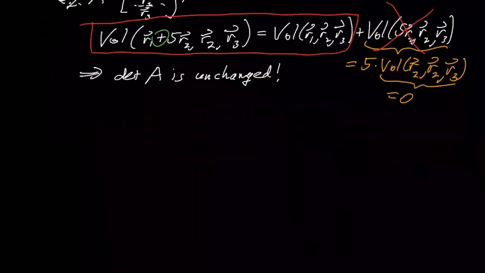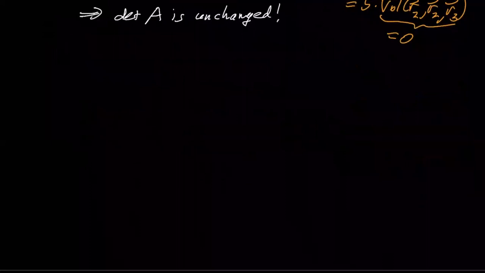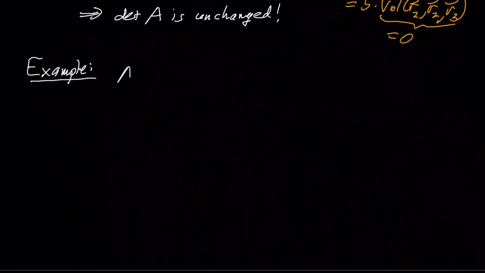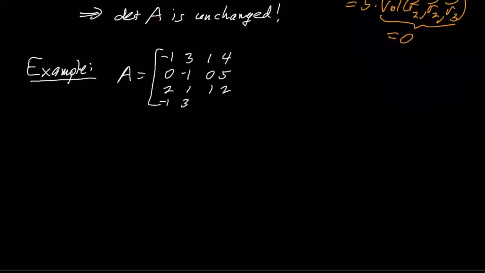So let me give you an example. Probably the best thing to do. And this is actually the matrix we used in the expansion by minors example. So let's just say A is, we write this out. It's the matrix with rows -1, 3, 1, 4. Second row is 0, -1, 0, 5. Third row is 2, 1, 1, 2. And the last row is -1, 3, 0, 1. Sorry, the last entry in the last row is a 1. Okay.